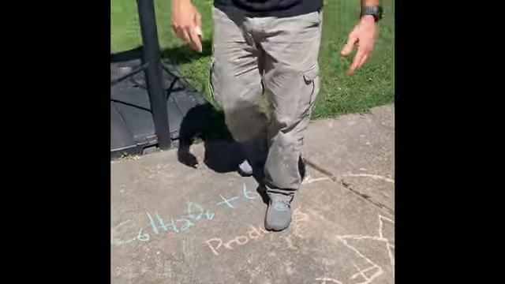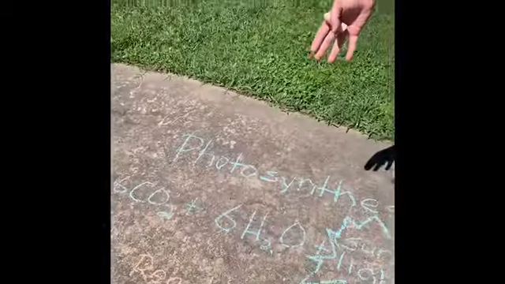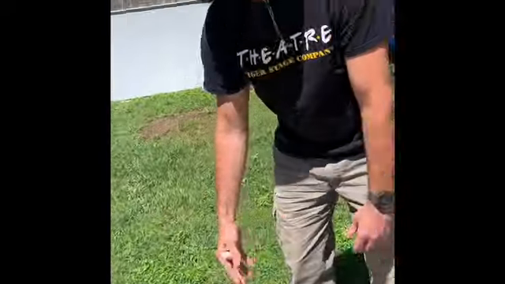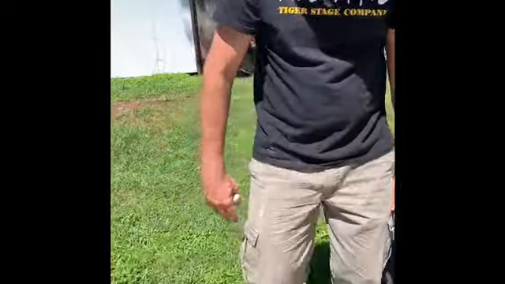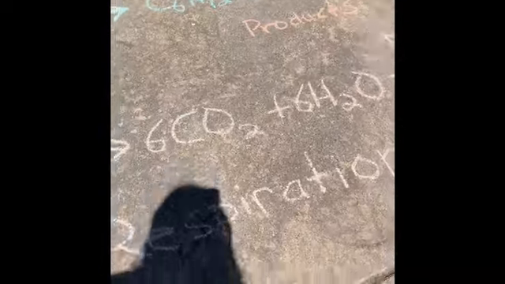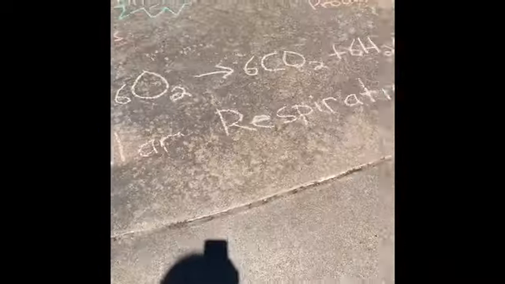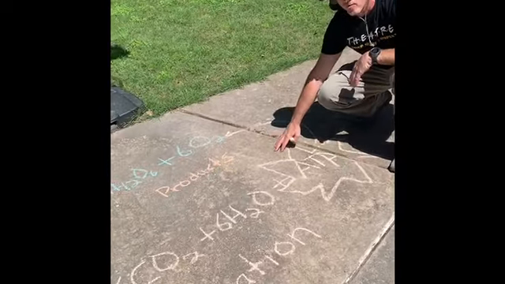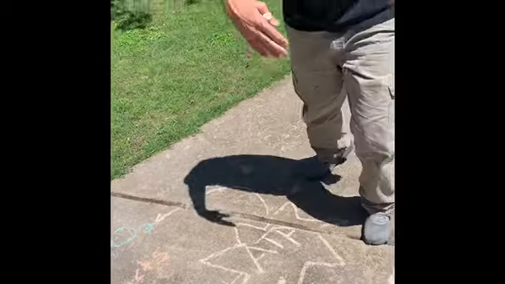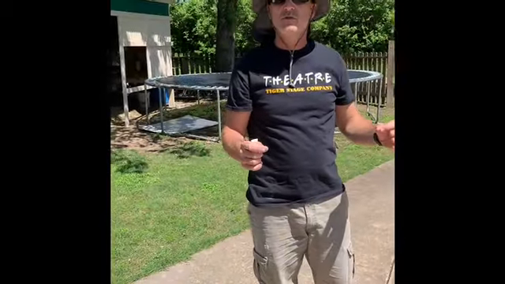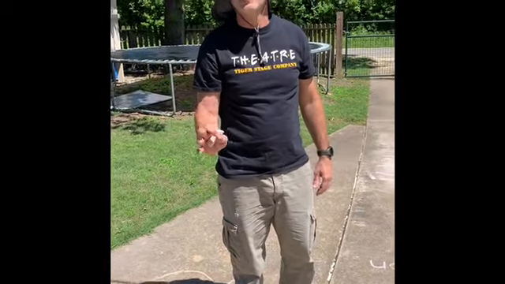The big difference being that photosynthesis requires energy. It's an endergonic process. It must take in energy, whereas cellular respiration is an exergonic process. It releases energy in the form of ATP, okay? So now, in the next video, we're going to dig into just a few of the details of cellular respiration.